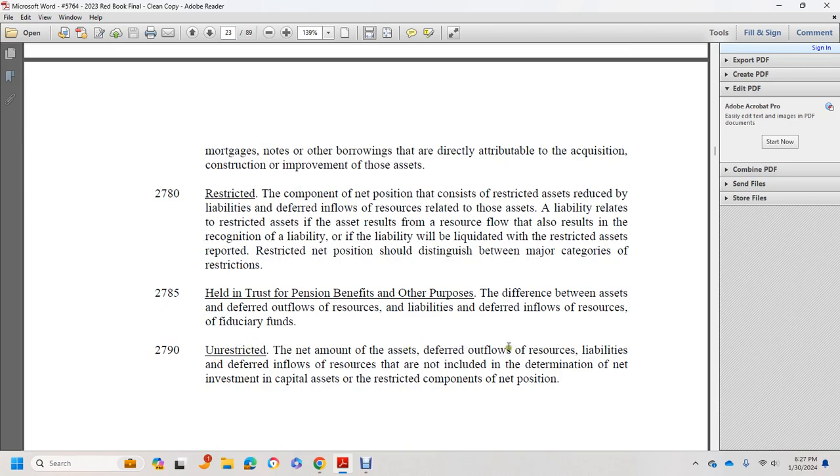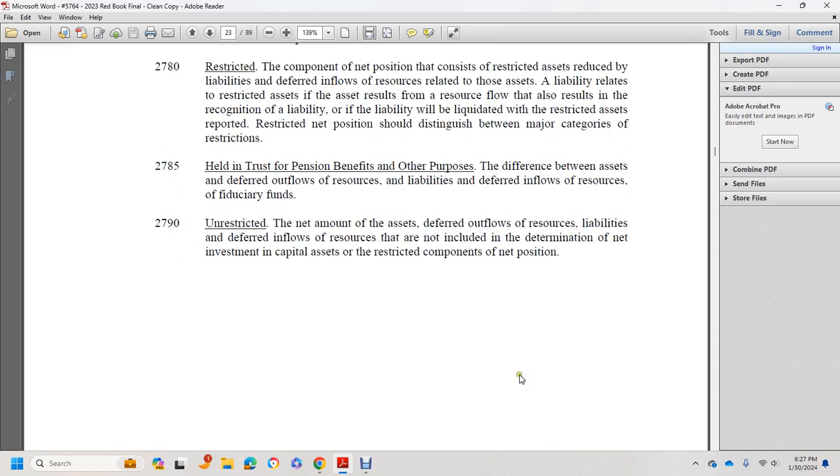That amount of the assets and deferred outflows of resources less the liabilities and deferred inflows of resources that does not include the determination of the net investment in capital assets and restricted components of the net position.